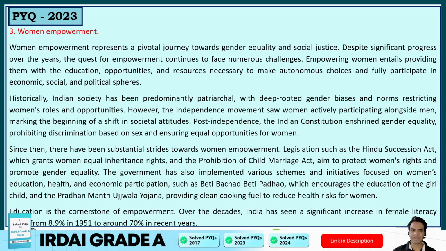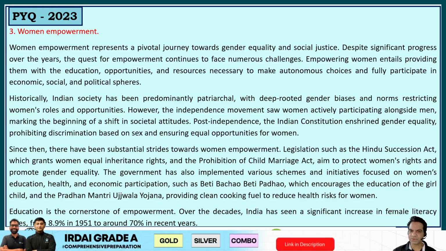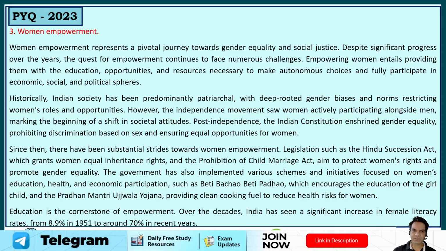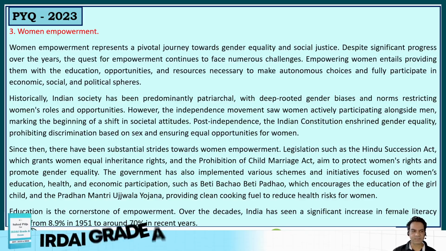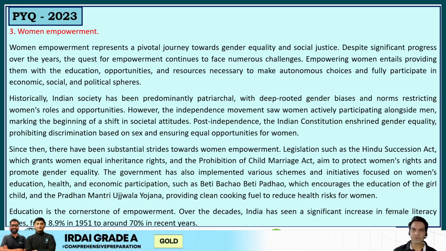Now this is a topic based on economic and social issues, ESI. So women empowerment represents a pivotal journey towards gender equality and social justice. Despite significant progress over the years, the quest for empowerment continues to face numerous challenges. Empowering women entails providing them with education, opportunities, and resources necessary to make autonomous choices and fully participate in economic, social, and political spheres. Then we go to the background.